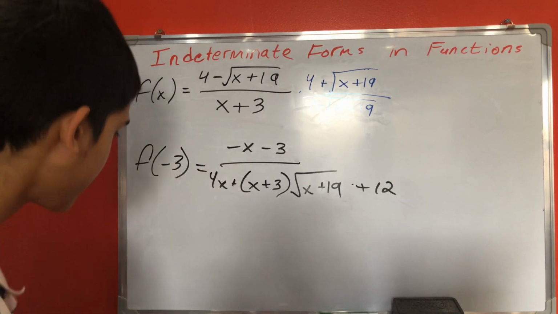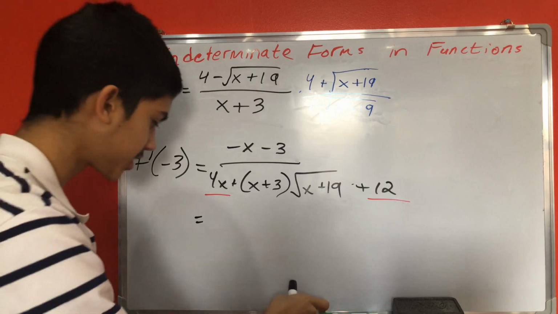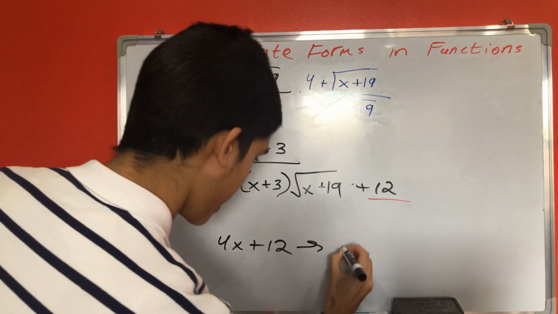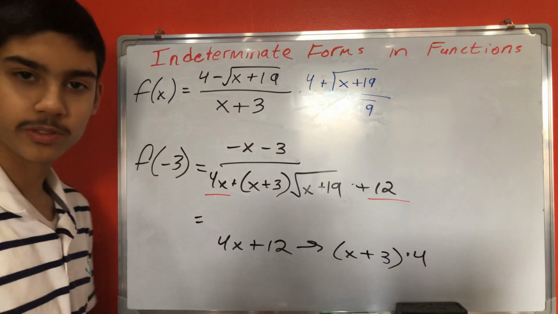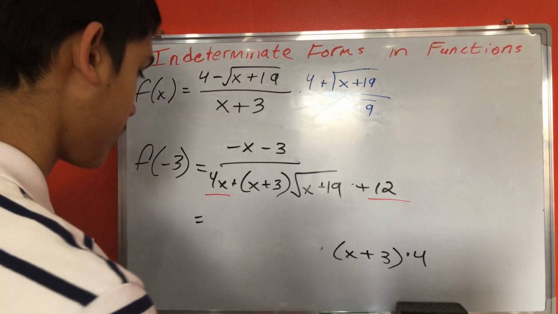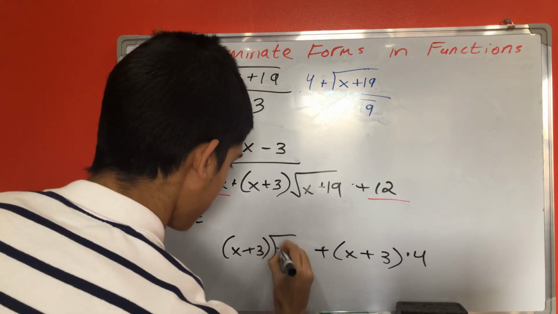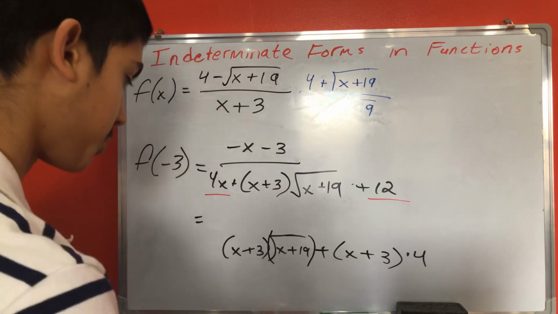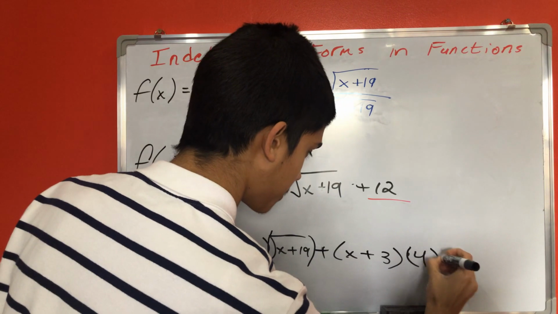and from the denominator. So I'm going to group both of these together, because I realized that 4x plus 12 can actually be written as x plus 3 times 4. I just pulled out a 4 from both of them. So if I rewrite this, I can put the radical in parentheses because they're being multiplied, and I can put the 4 in parentheses because it's also being multiplied.